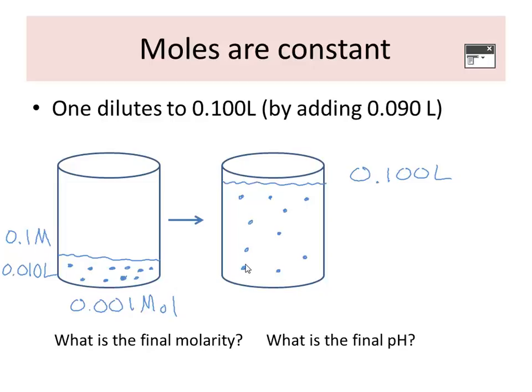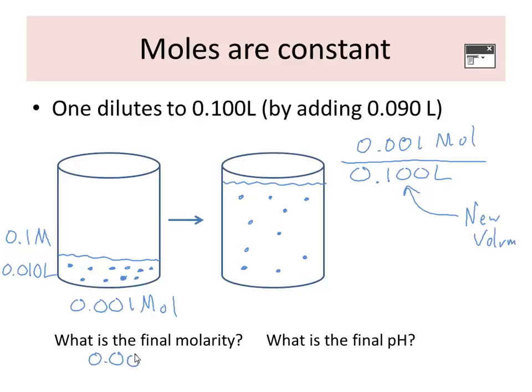So my final molarity, I still have 0.001 moles in now a new volume of 0.1 liters. So my final molarity is 0.0001. That's not right. So now you can figure your final molarity.